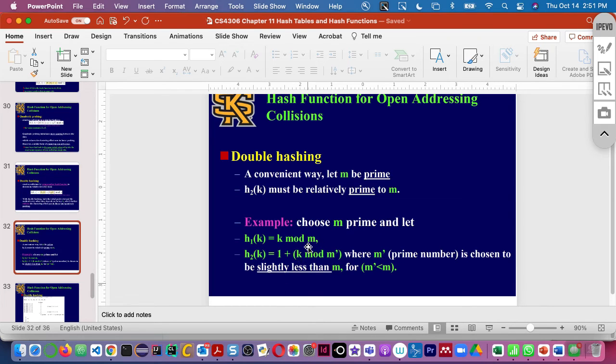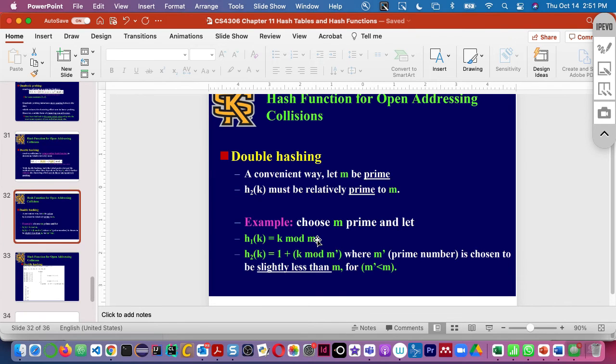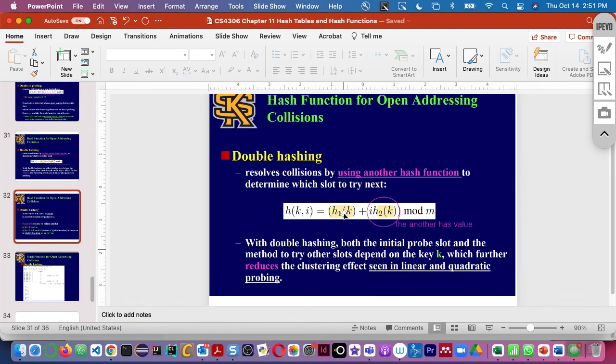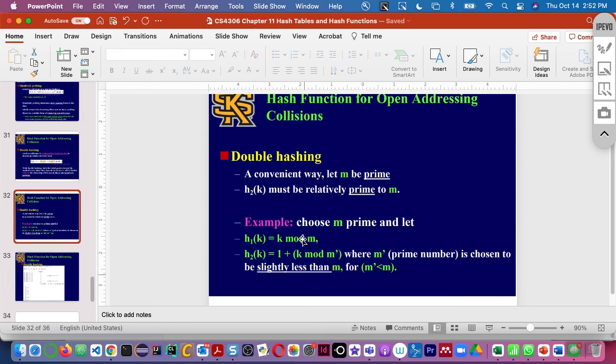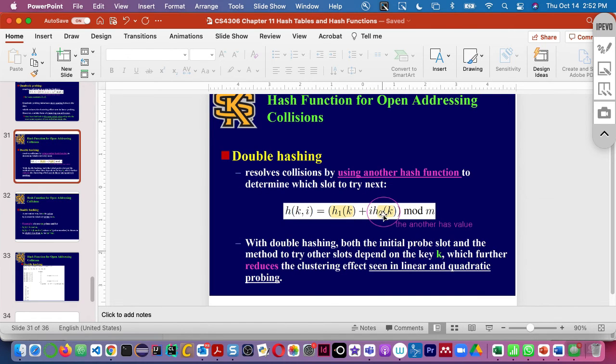Same thing, this is the general formula. H1 of k is k mod m, okay, and H2 is k mod something slightly less than m. Because we're not actually adding the second hash to the first hash, this gives H1 and H2 separately, so the hash function is a combination of H1 and H2. Okay, this is a combination. What you can do, for instance, sometimes you can do the whole thing mod m. That depends on you. How do you write your hash function?